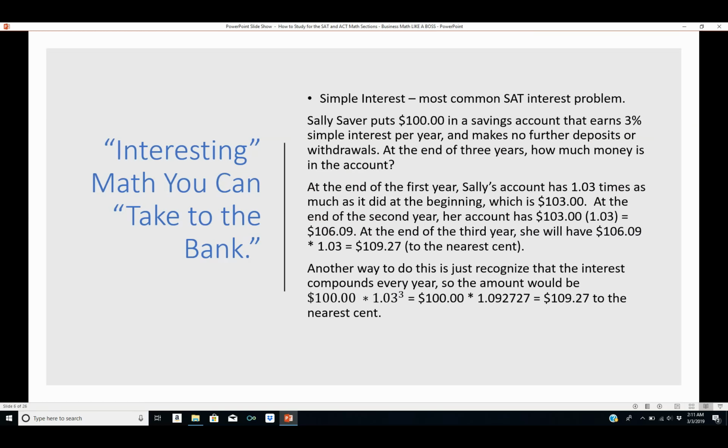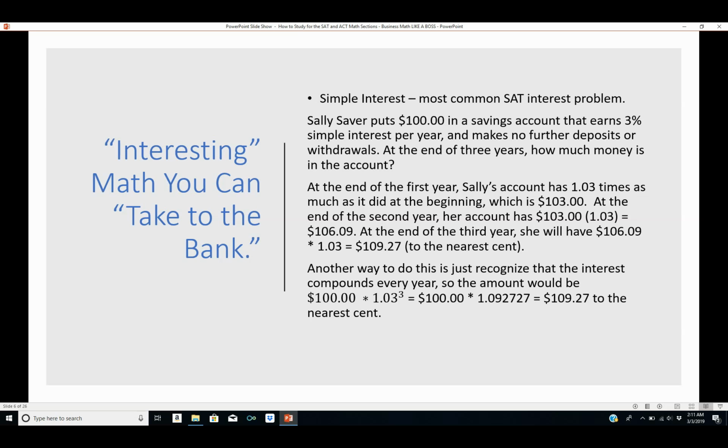Math you can take to the bank. Ha ha ha. Okay, simple interest is the most common SAT interest problem. It might be in a problem like this. Sally Saver puts $100 into a savings account that earns 3% simple interest per year and makes no further deposits or withdrawals. At the end of 3 years, how much money is in the account?